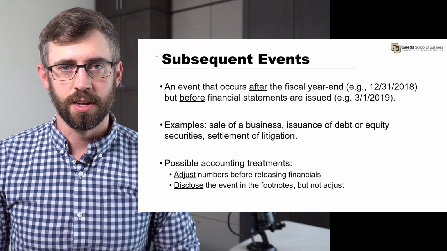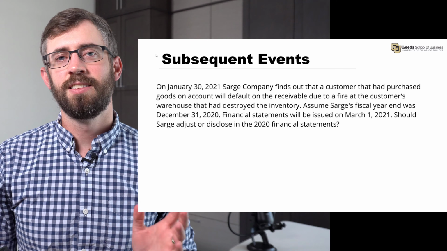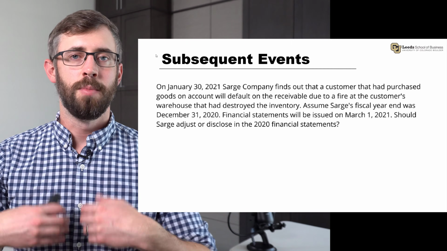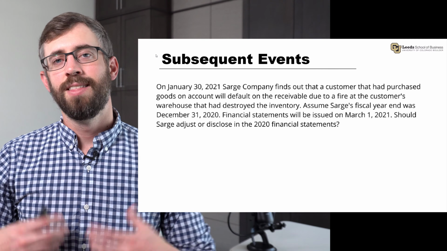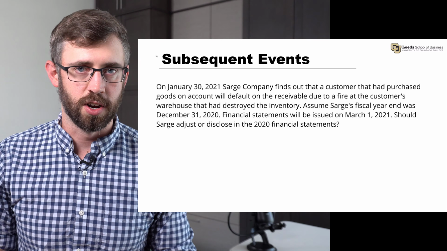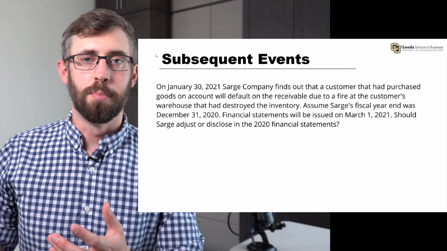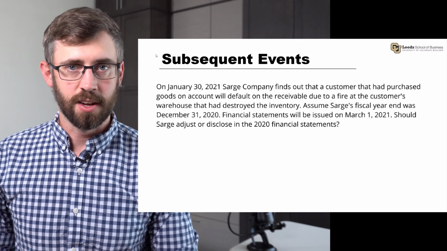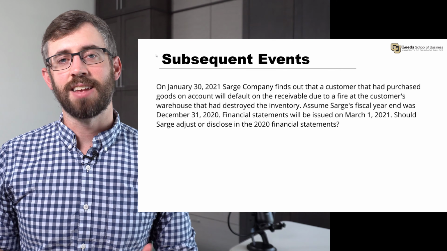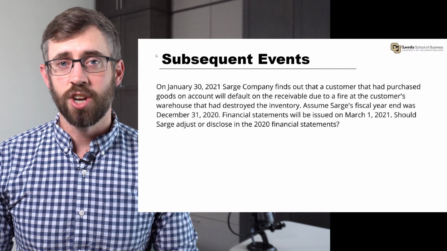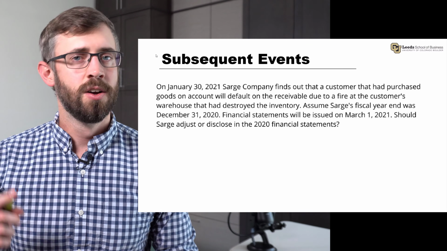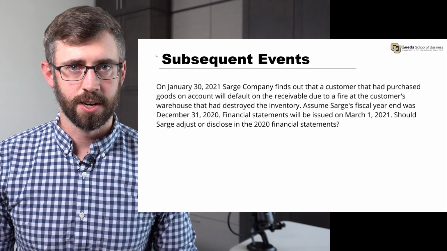was from that transaction. Okay, as a quick example here, let's say on January 30th, 2021, Sarge learns that some inventory that they'd sold to a customer, that customer is not going to be able to pay what they owed to Sarge. And the inventory ended up burning down in a warehouse fire after the customer took possession of it. So Sarge isn't going to get anything out of this. And so they have to decide, do I adjust my financial statements for this loss of inventory and this loss of AR, or do I just disclose that this fire occurred?